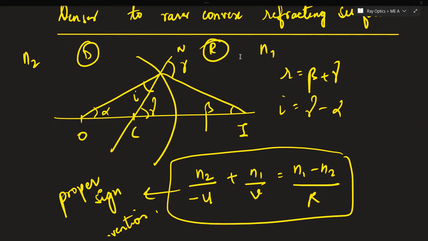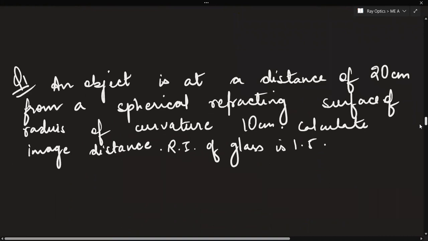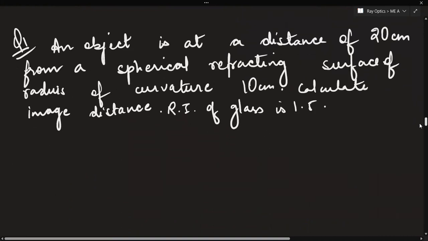Yes, ma'am. Okay, class, yesterday we had stopped at this point where we had seen this formula, denser to rarer refracting surface. So both the formulas we have seen. Let us do just one numerical so that we can see the usage of this formula.